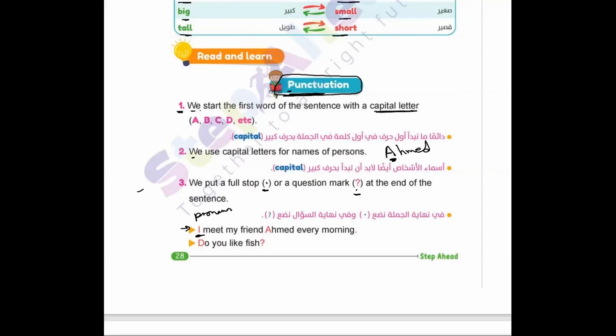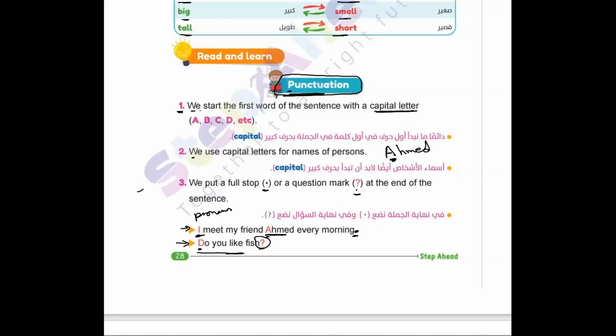And I have here also person name Ahmed. The first letter of the person name is capital and the sentence ends with a full stop. This is the full stop. Okay, the second option, question. This is a yes, no question. Do you like fish? Here, when I want to start, the first letter should also be capital, and this is a question so it should end with a question mark.